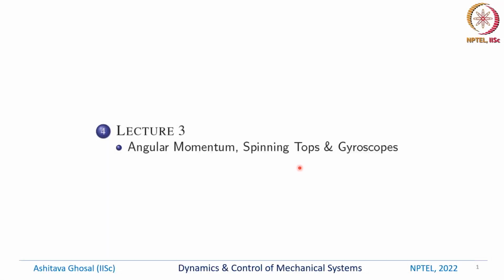In the next lecture, I will look at angular momentum of a rigid body, and in particular we will look at two examples. We will look at a spinning top and we will look at gyroscopes.